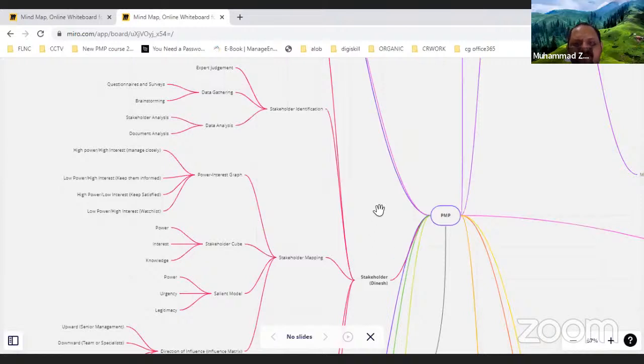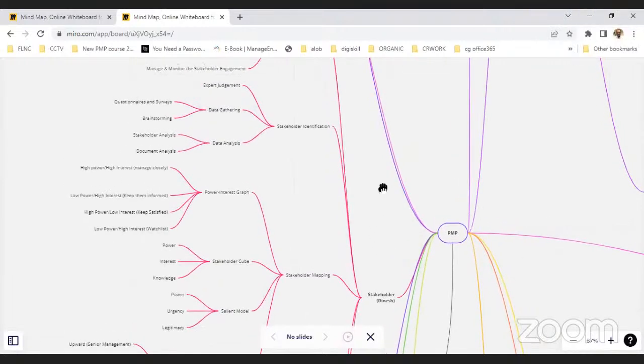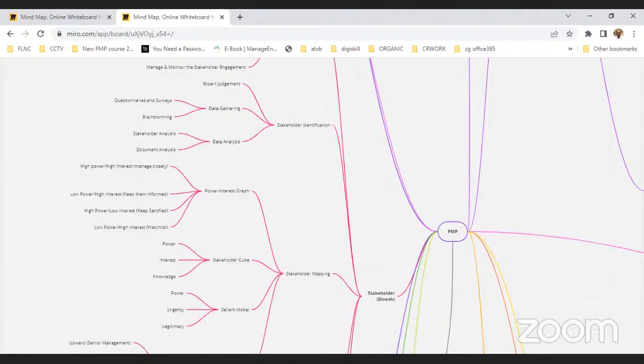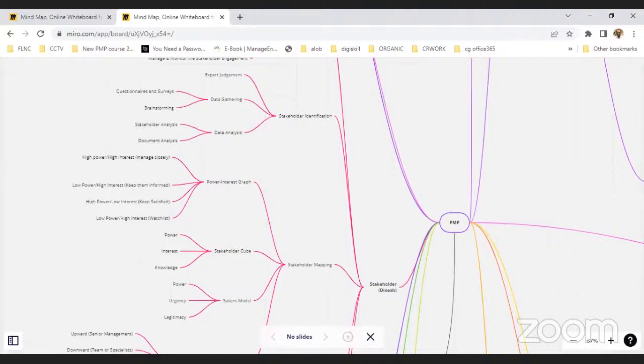A stakeholder is an individual or a group that may get affected by the decision, activity, or the outcome of a project or a program. So that's the definition. Having looked into that, first we need to identify the stakeholder journey, and under the stakeholder journey we could see.